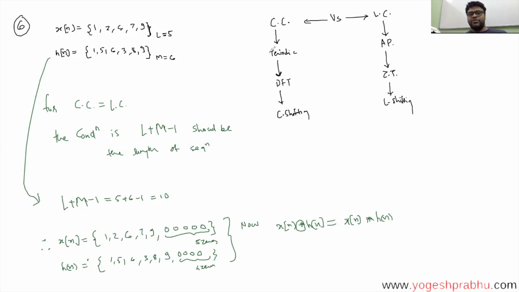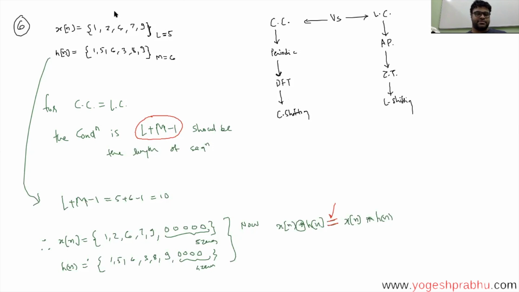When you're doing circular convolution, the signals are assumed to be periodic, and you will have to solve in a different way. The formula is a bit different. But if you want that difference to go away, you simply do this padding. When you make the length L plus M minus 1, you will definitely get the circular convolution equal to the linear convolution.